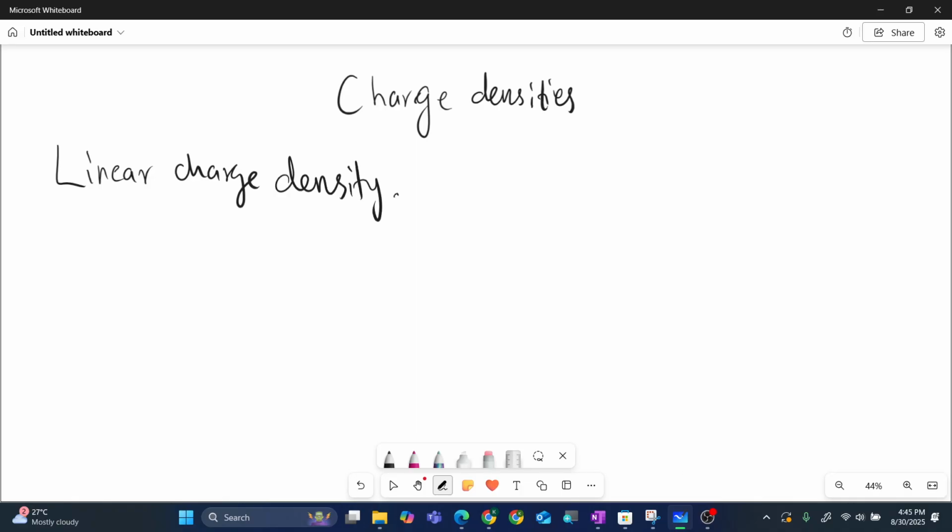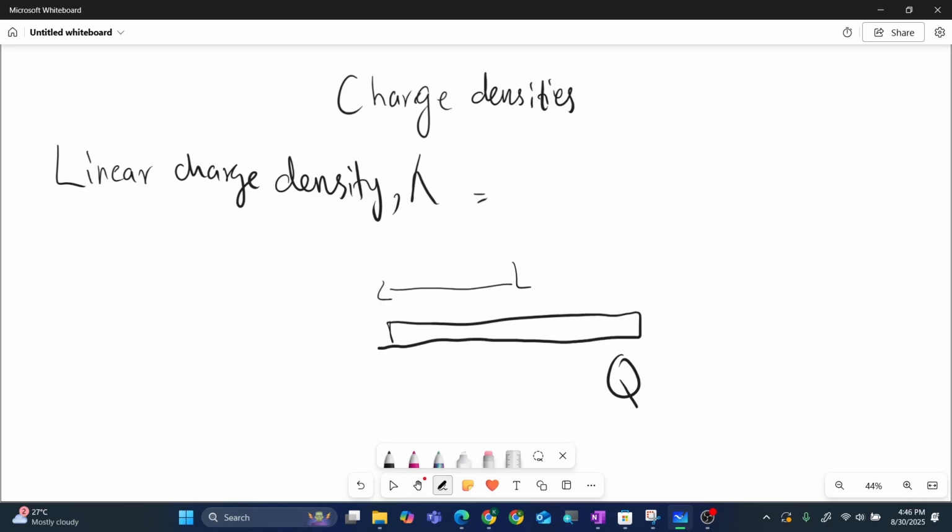which is represented by a symbol lambda. Linear charge density is a total charge Q distributed along a line with a length L. If an element of line dL is charged with an element of charge dQ, the linear charge density is defined as lambda equals dQ over dL.